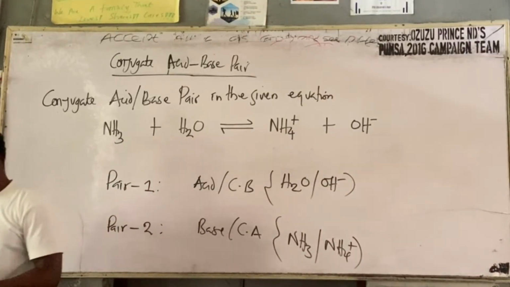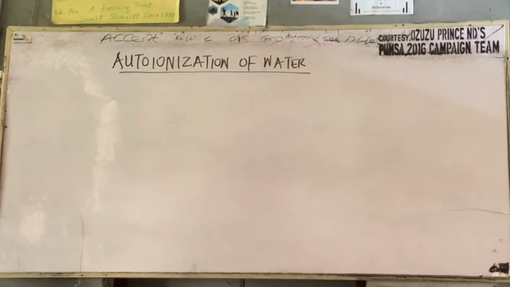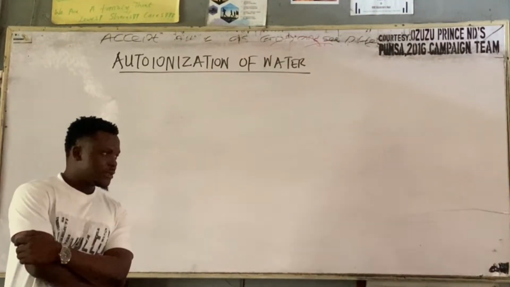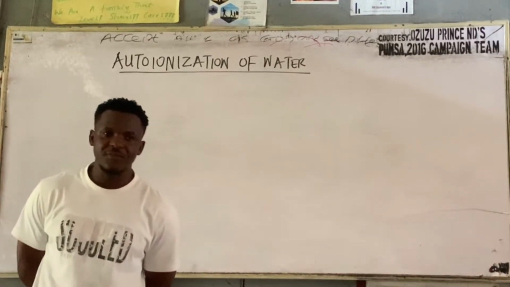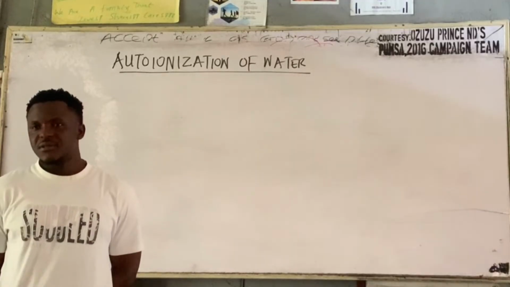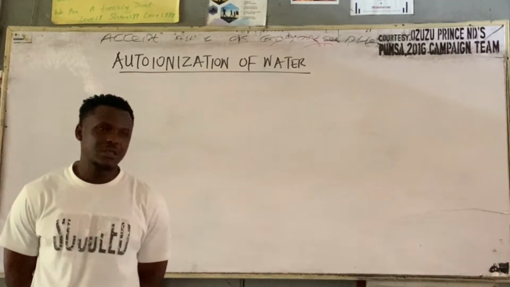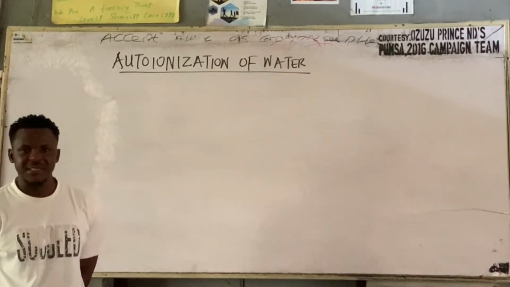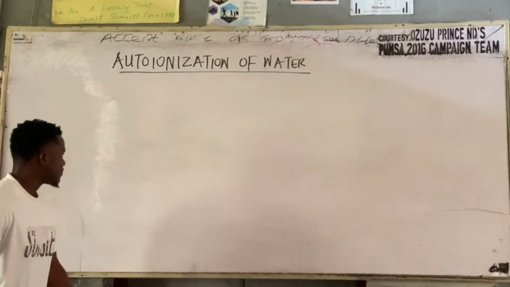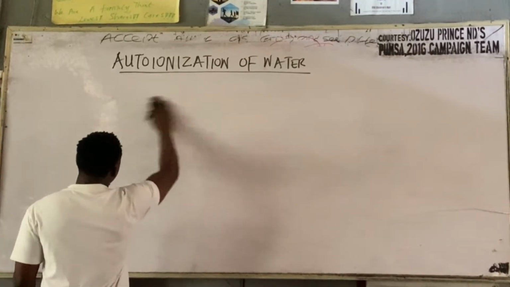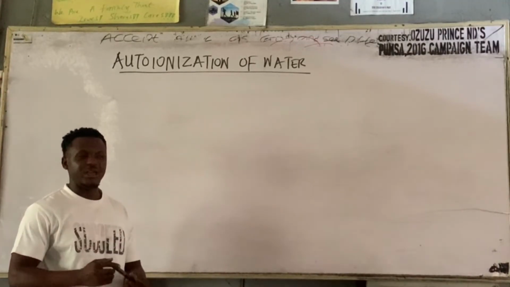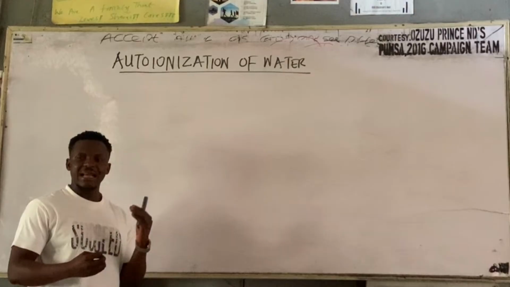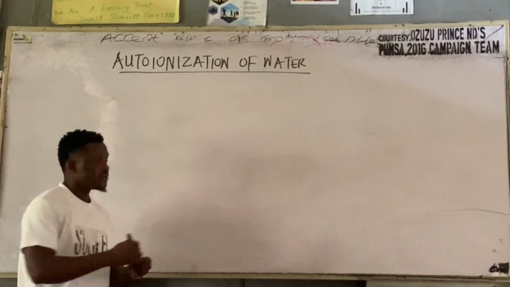Auto-ionization of water can also be called self-ionization of water. This is a case where water reacts with itself as an acid and as a base. Full stop. Self-ionization of water is a case where water reacts with itself as an acid and also as a base.